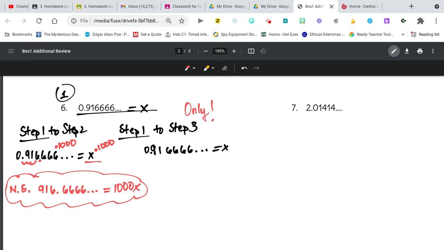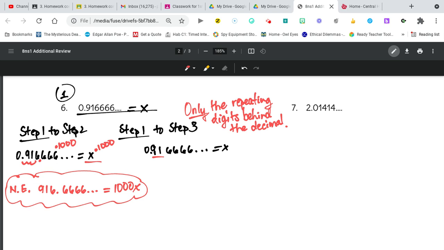Okay, now it says, and from step 1 to step 3, I need only the repeating digits behind the decimal. Keyword: only. Okay. So if I look, I got a 9 and a 1 behind the decimal, but the 9 and the 1 are not repeating. The 6s are, so I need only the 6s behind the decimal.